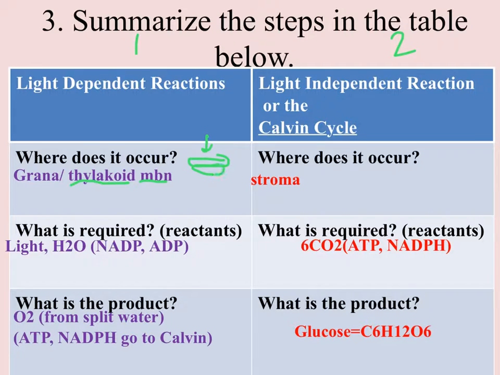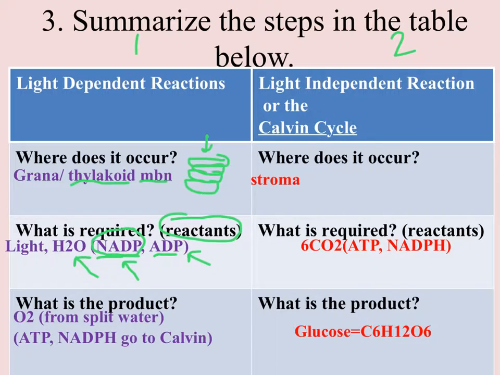Also remember, if you have a stack of these green discs together, that is called a granum, or grana for plural. All right, so what is required? What are the reactants for the light-dependent reaction? Well, this is where we need water, of course. We also need NADP, which is like a dead battery, and we all know ADP, another dead battery, adenosine diphosphate with two phosphates. Remember, NADP is going to pick up a hydrogen and it's going to carry electrons. That's all you really need to know about Mr. NADP. It's going to carry electrons.